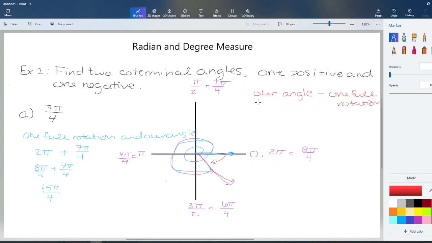Okay, so our angle is 7 pi over 4. Okay, and when we subtract one full rotation, or 2 pi, we can see that our negative coterminal angle is going to be negative pi over 4, right? This little angle right here. Okay, so to get positive coterminal angles, we're adding 2 pi, and to get negative coterminal angles, we're subtracting 2 pi. Okay.